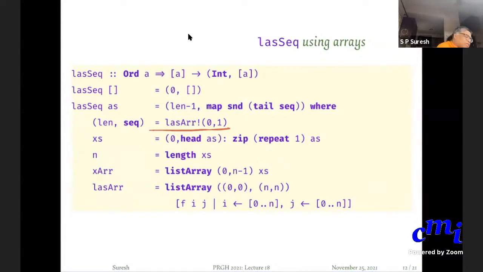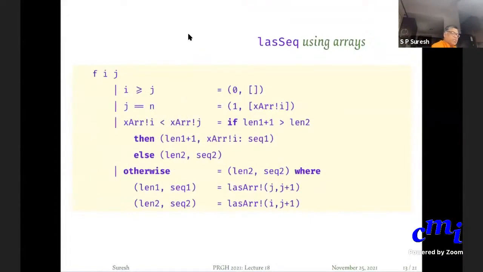You take this as and modify it into this xs by the same trick that I mentioned before. n is length of xs. x array is list array 0, n minus 1. Those are the indices, and you put the elements of xs in that order. And LAS array is list array of (0, 0), (n, n), where the list is f i j, where i goes from 0 to n, j goes from 0 to n, and this itself is this f i j.